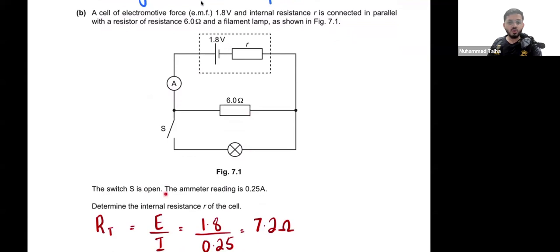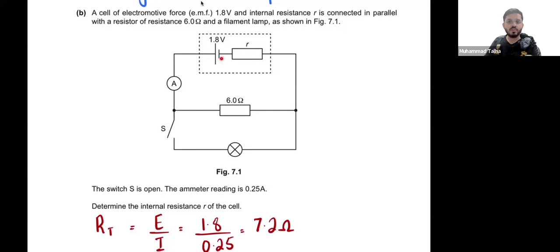Switch S is initially open. Ammeter reading is 0.25 amperes. So you know that in this case, the current is going to go like this, right? From positive here, because the switch is open, no current goes here. Determine the internal resistance of the cell.